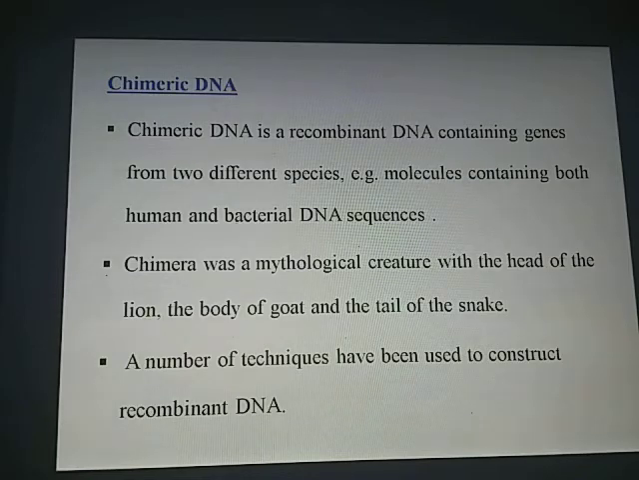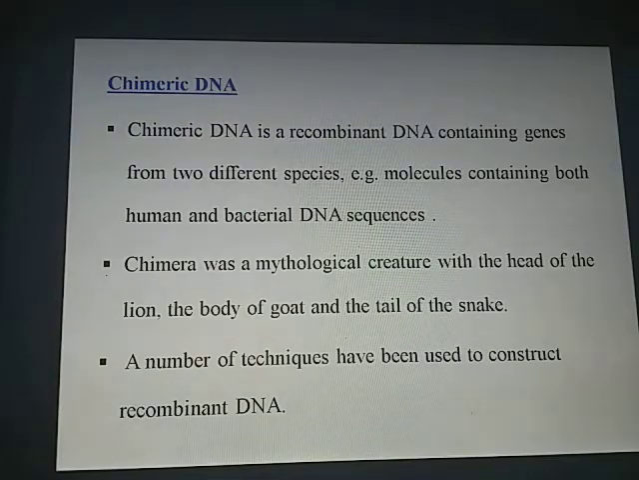So, what is chimeric DNA? Chimeric DNA is a recombinant DNA containing genes of two different species. For example, molecules containing both human and bacterial DNA sequences are known as chimeric DNA. Actually, the chimera was a mythological creature with the head of a lion, the body of a goat, and the tail of a snake. Hence the name was given to recombinant DNA, because here also genes of two different organisms are combined to form a recombinant DNA. Hence, it is known as chimeric DNA.